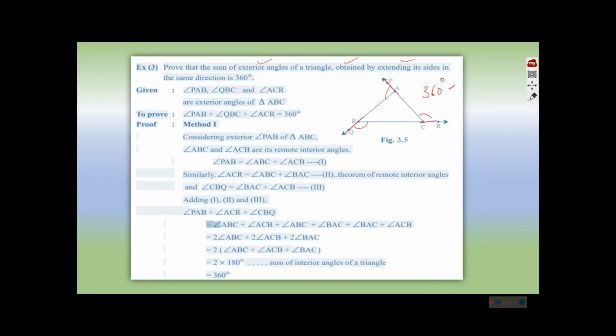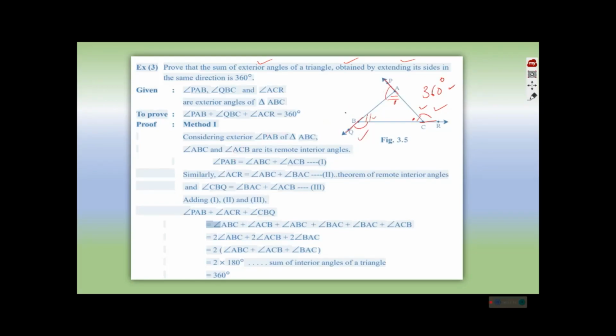तो कैसे prove करेंगे? First of all, these are exterior angles, so we know that if we are taking this exterior angle, we will say that the sum of these two angles will be equal to this. If you take this exterior angle, what you will say? Sum of these two angles are equal to this. If you take this exterior angle, you will say that this angle plus this angle is equal to this angle. So we will write that first.